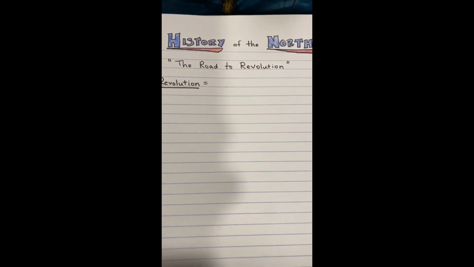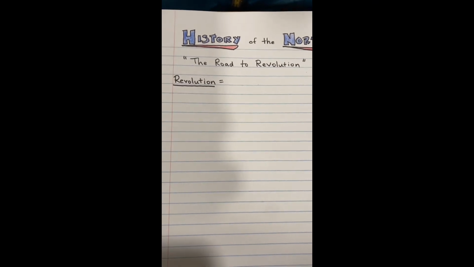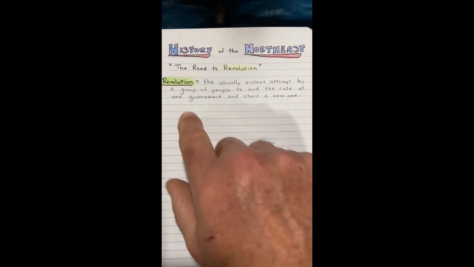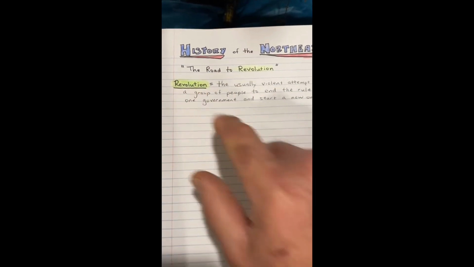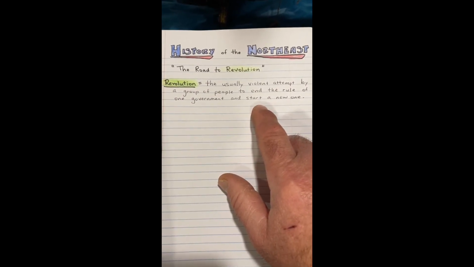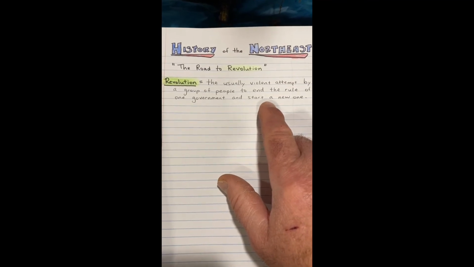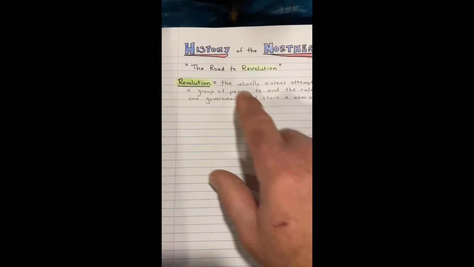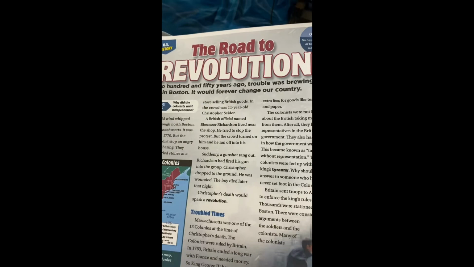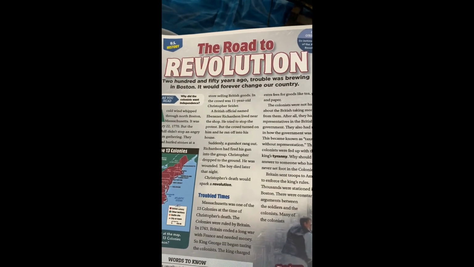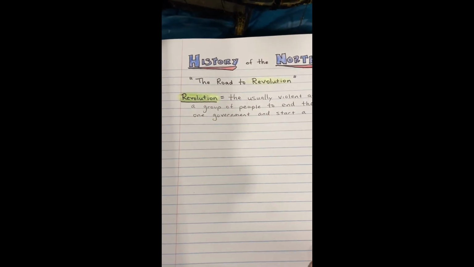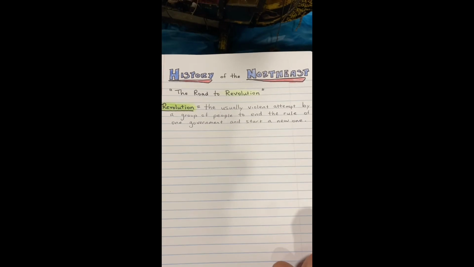So as you start to put that into your notebooks, I'm going to start to write down my definition as well. So there I finished my note. The word revolution, I put in the definition in my notebook. The usually violent attempt by a group of people to end the rule of one government and start a new one. That word revolution is highlighted. It's a very important word, obviously. The title of the story, this article, The Road to Revolution. So we know it must be important. It's very, very bold there. So I highlighted it here as well. So you're going to copy this into your notebooks.